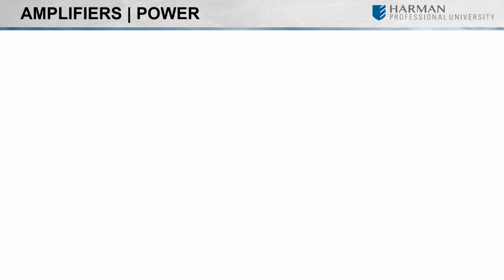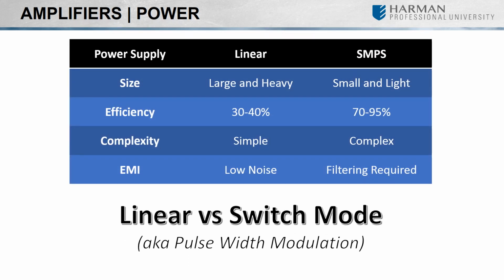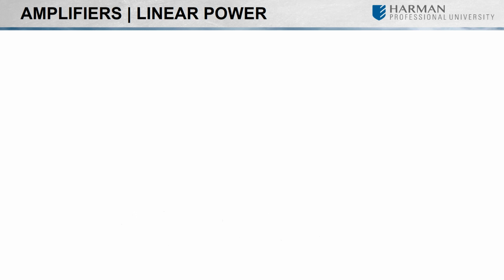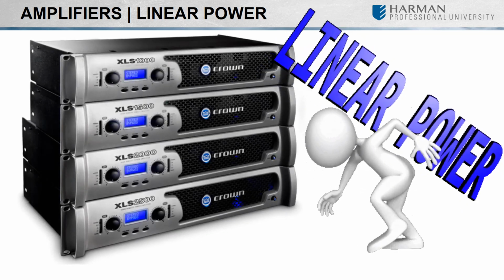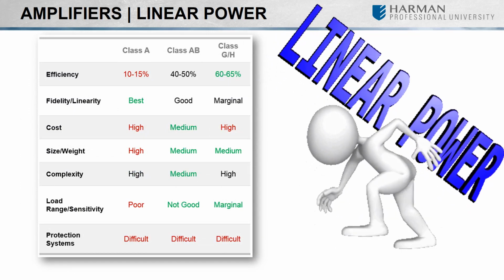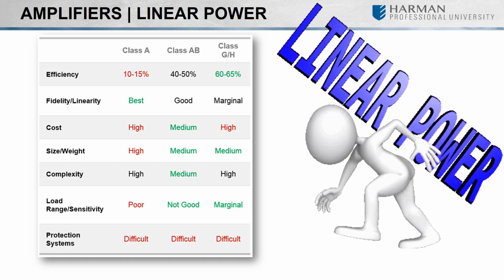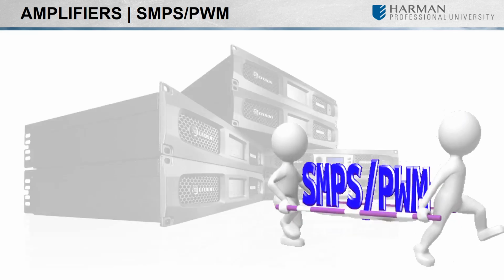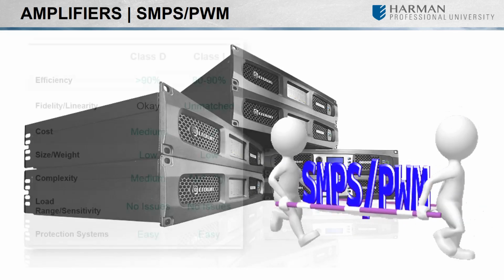We won't use this discussion to get into the fine details of each amplifier class and how they work, but I do want you to have a basic understanding of their differences. Each class falls into one of two power supply technologies, either linear or switch mode power supplies, also known as pulse width modulation power supplies. Classes such as A, B, G, and H fall into the linear category, which is a mature technology offering good fidelity but are heavy, thermally inefficient, and offer poor protection to not only the amp itself but also the speakers they power. Classes D and I fall into the SMPS PWM category.